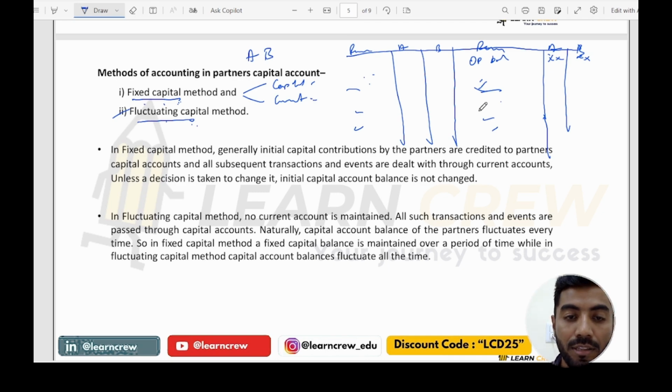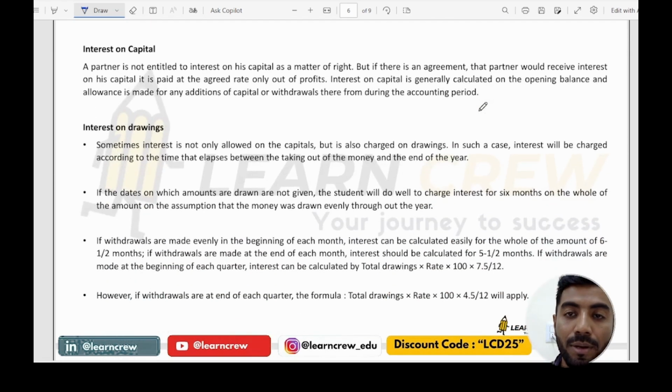Okay, done. Then coming to interest on capital. A partner is not entitled to interest on capital as a matter of fact. Generally, no interest is to be paid on capital. But if there's an agreement, the partner will receive interest on capital. It is paid at the agreed rate out of the profits. Only out of the profits will it be paid.